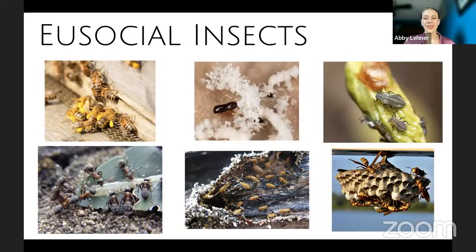But then in the top middle photo, I've got an ambrosia beetle. These are really, really small beetles that burrow into wood, typically into trees, like the bark of living trees. And they are eusocial. Something that's really interesting about them is that they are actually the only eusocial beetles in the world. So it's pretty unusual. So they're a cool insect to point out as being eusocial.